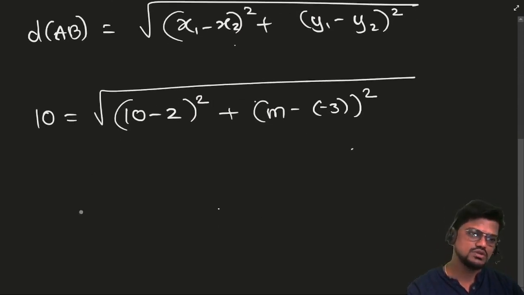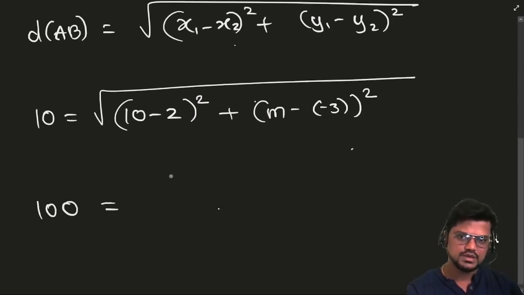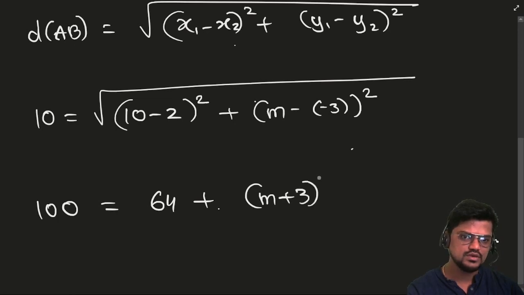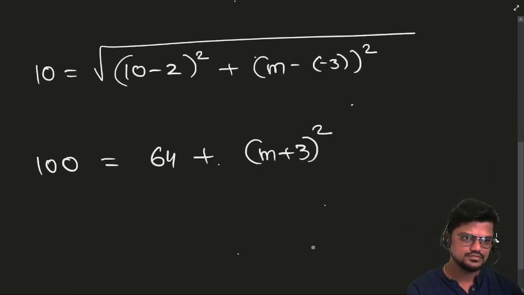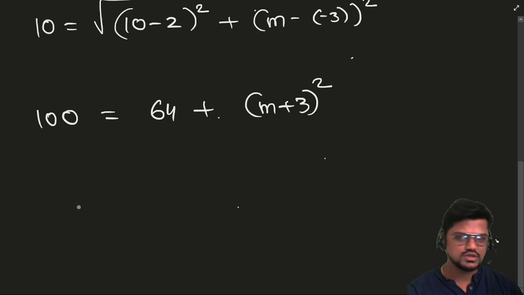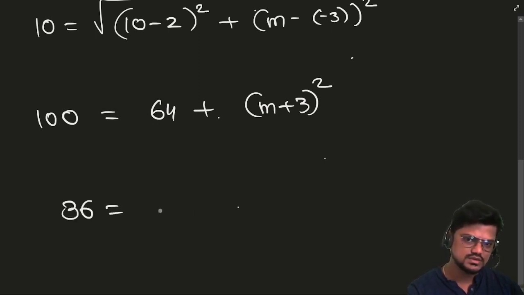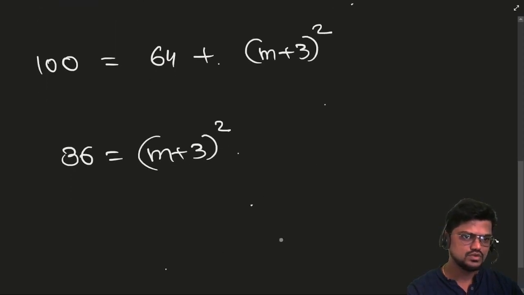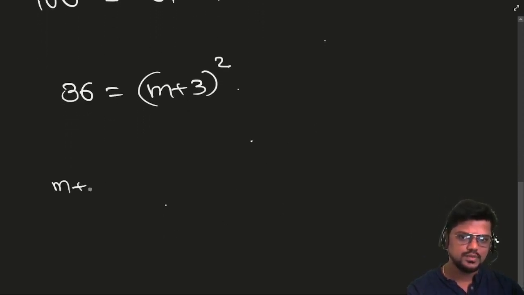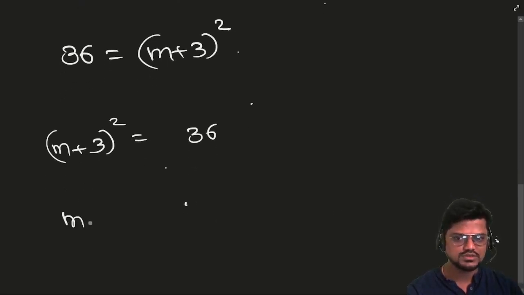If you take square on both the sides, it will be 100 equals 10 minus 2 is 8, and 8 square is 64, plus (m plus 3) the whole square. If this 64 goes on this side, it will be 36 equals (m plus 3) the whole square. Yes or no? So over here, (m plus 3) the whole square is equal to 36. Then m plus 3 equals how much? 6. Only 6? Yes, sir.